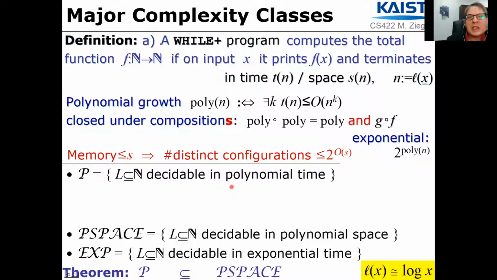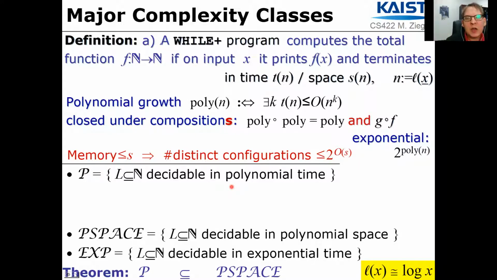So put differently, a snapshot is the information about a while plus program needed and sufficient in order to store that program's execution on, let's say, a hard drive, and then be able to reload and resume that program's execution transparently without the program even realizing it had been swapped out to the hard disk.